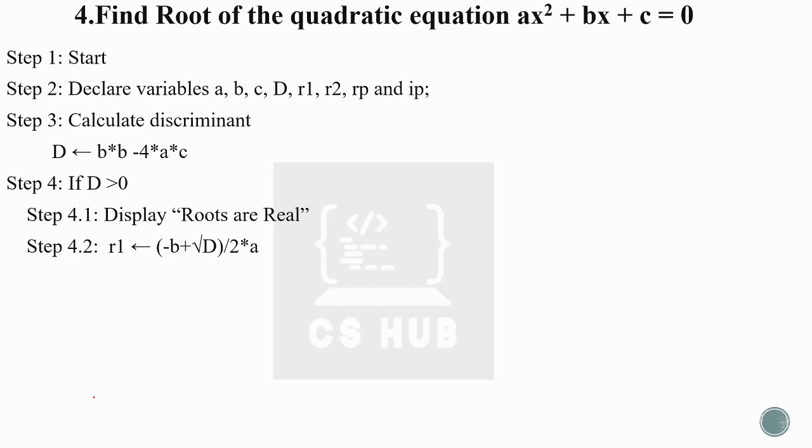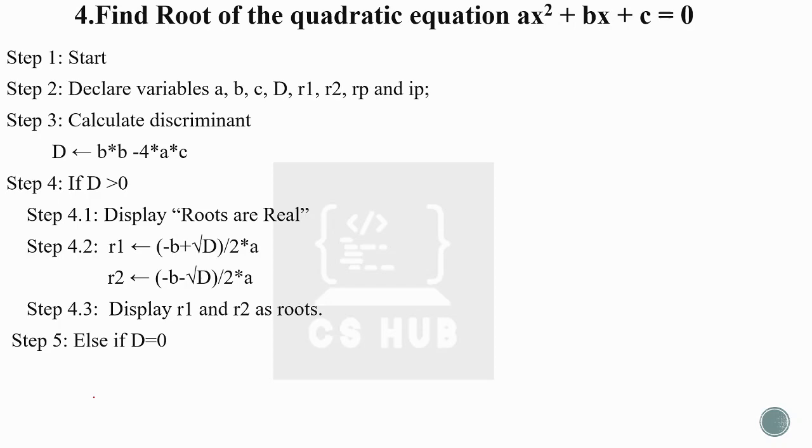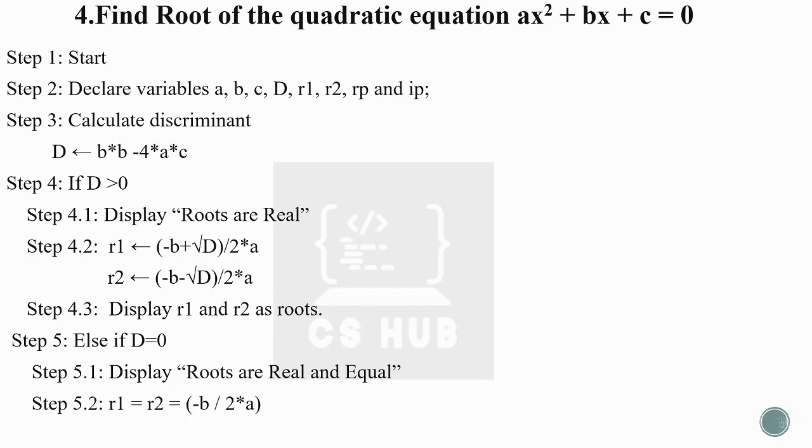R1 is equal to minus b plus root d by 2a. R2 is equal to minus b minus root d by 2a. And then we can print r1 and r2 as roots. Else if the value of d is equal to 0, then display roots are real and equal. Then the value of that root is r1 is equal to r2 is equal to minus b by 2 into a.